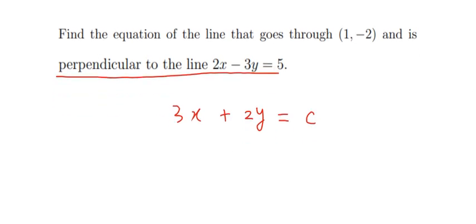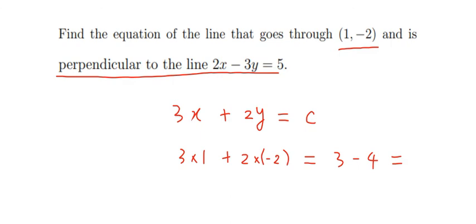So we know this line goes through this point, so we just plug it in. So x equals 1, y equals negative 2. So x equals 1, 3 times 1 plus 2y, with y equal to negative 2. So we find this number equals 3 minus 4, which equals negative 1.